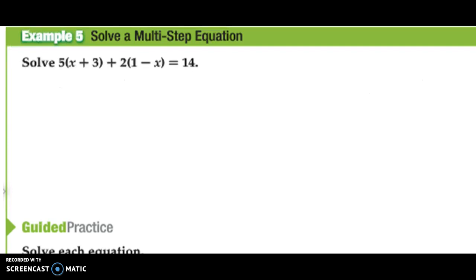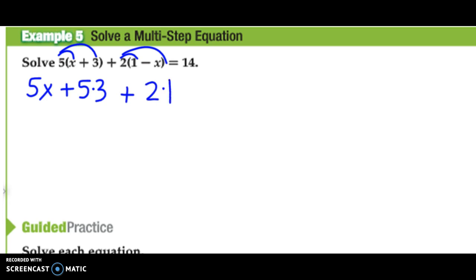Alright, so solving a multi-step equation. Now, if I look at this one right here, the first thing I see is numbers outside of my parentheses. And we think back to the second section in chapter 1. We talked about the distributive property, which said that I could give 5 to everything in there. I could give 2 to everything in there. So this would be 5 times x plus 5 times 3, plus 2 times 1 minus 2 times x. All of that still equals 14.